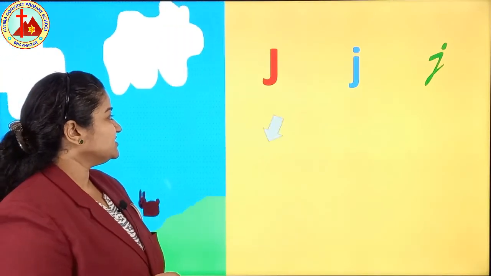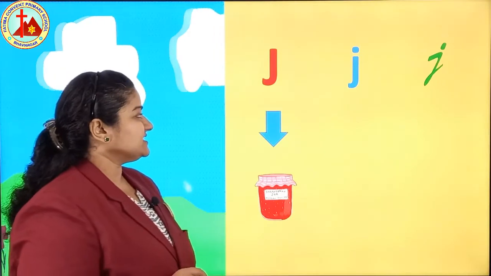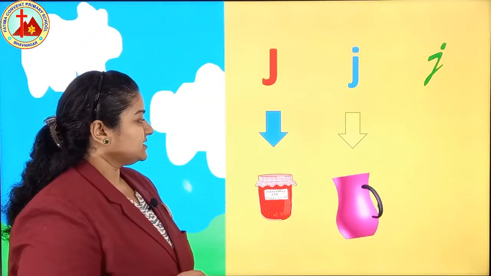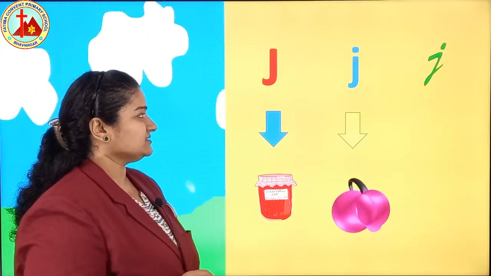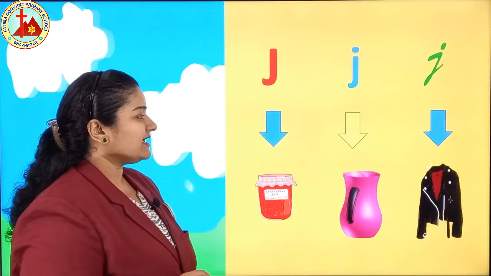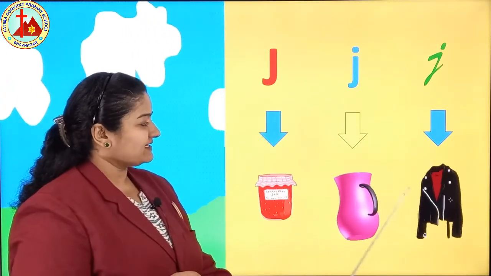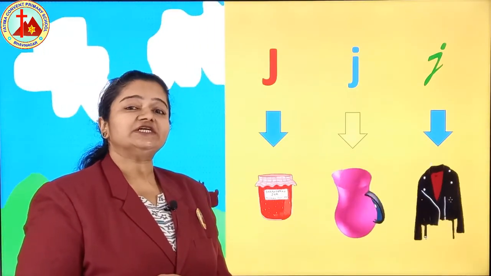J says J, J, J, jam. J says J, J, J, jug. And J says J, J, J, jacket. Jam, jug, jacket. All 3 have the same sound. J says J, J, J.